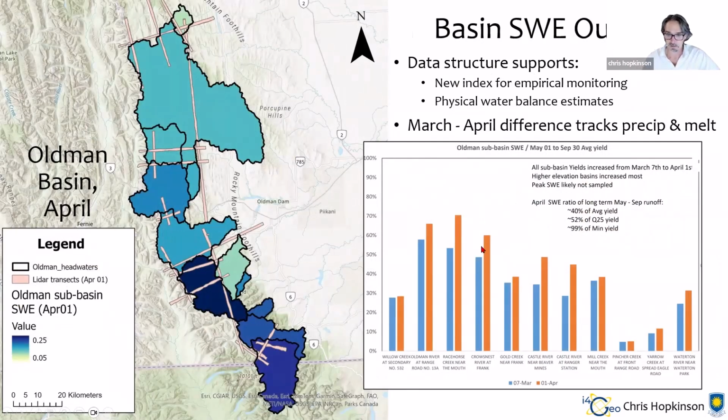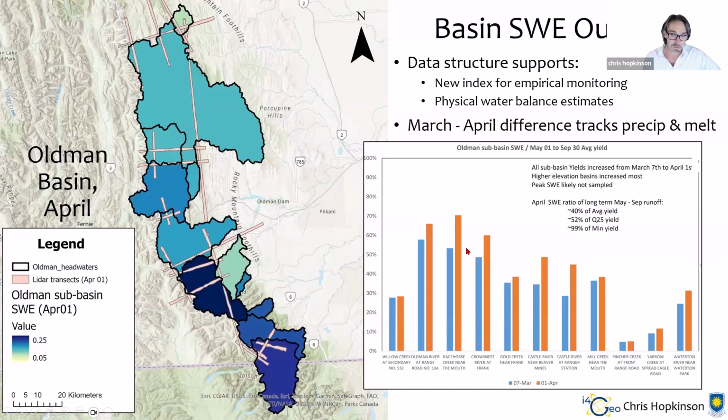And so here you can see the increase in basin SWE for each one of these basins. So from March to April, you can see it's consistently increasing. And that's as we expect because there was continual snowfall during March and it was generally still quite cold. So that's exactly what we expect. And of course, we can relate that to precipitation records.